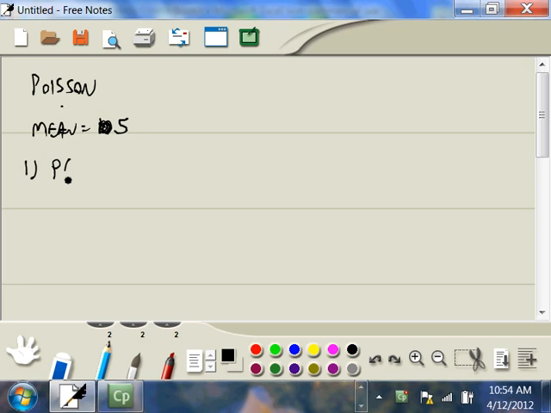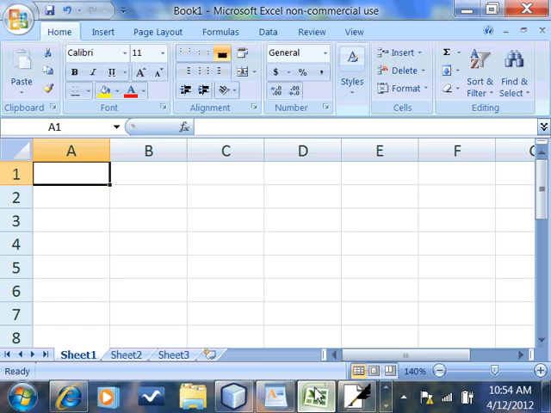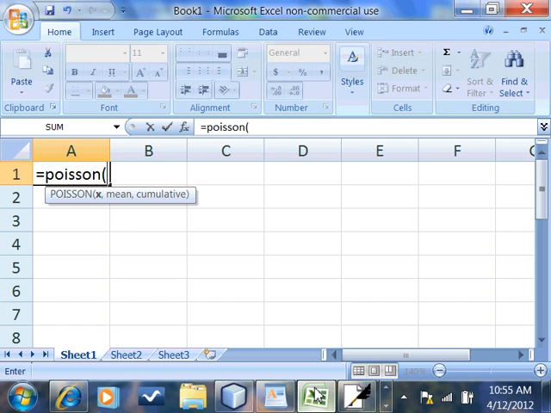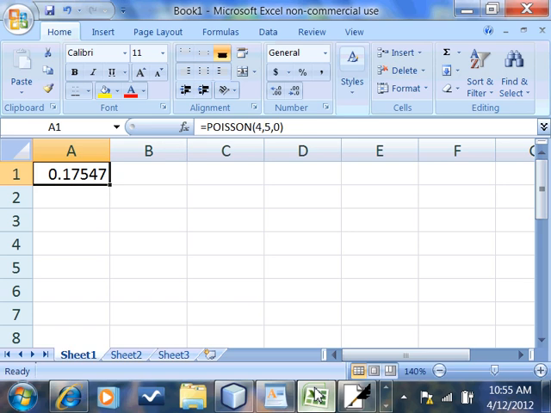Our first one is we're looking at the probability that we're going to get exactly 4. So x equals 4. Let me come over here, and we'll do an equals Poisson. Then the first thing we put in is, since it's exactly 4, we'll put 4 in. Then we'll put the mean in, which we said is 5. And cumulative would be 0 since it's exactly 4. And then enter. That's exactly 4.